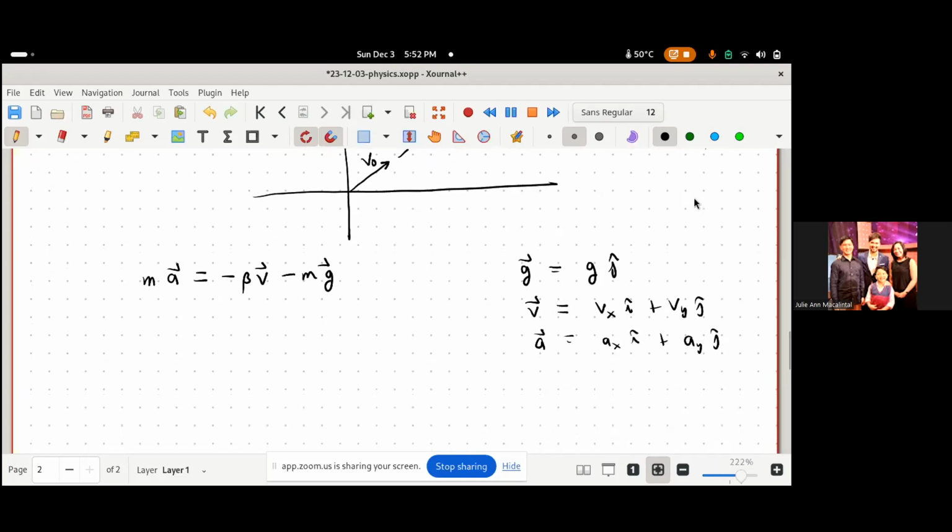Okay, so separate this into x and y components. Write these in component form. So the x component, what equation do you get? The equation for y, what do you get? And then, let me see, the components. One equation for each component.